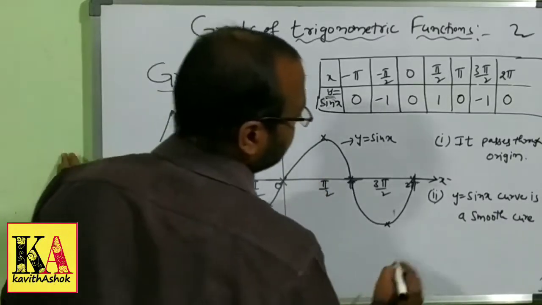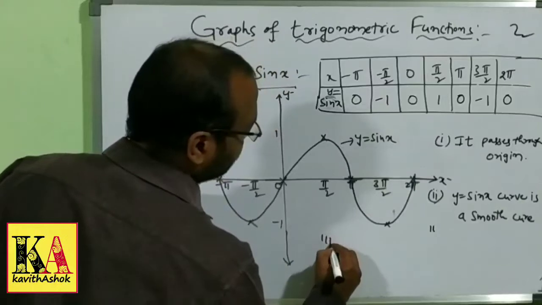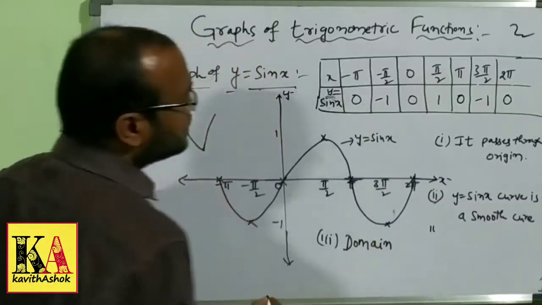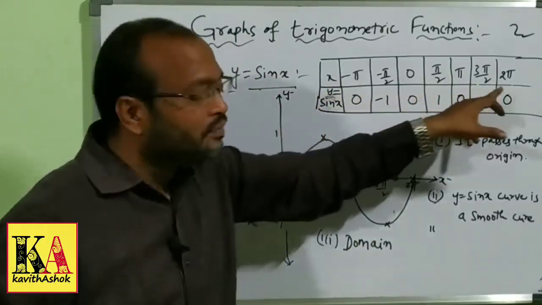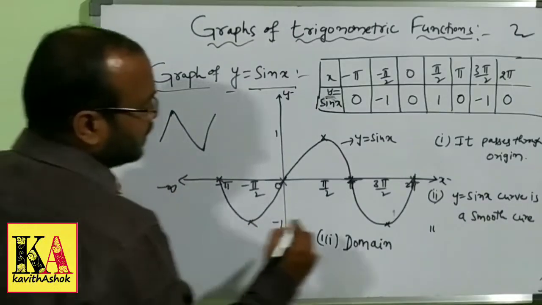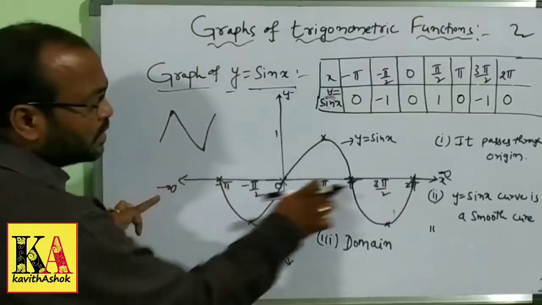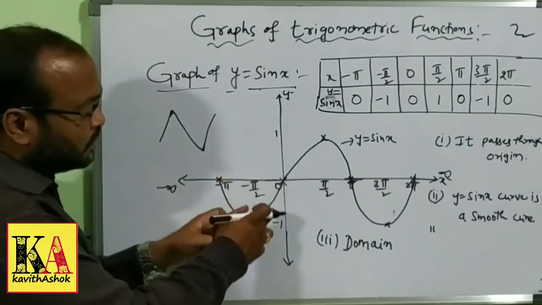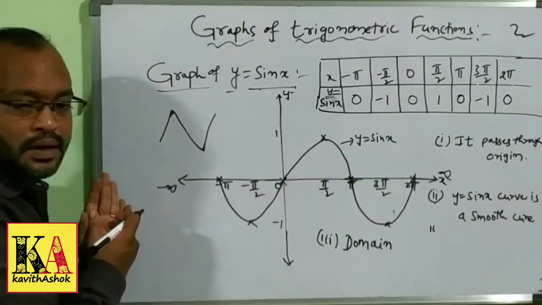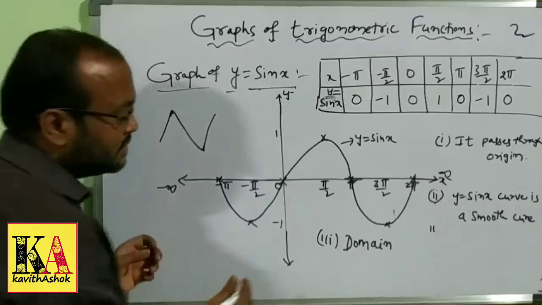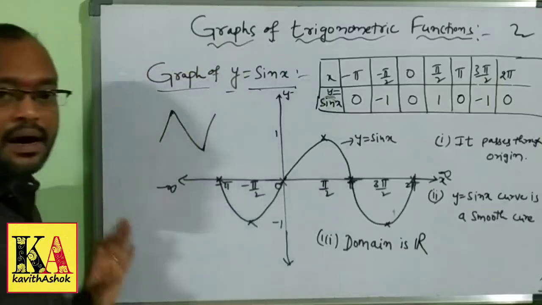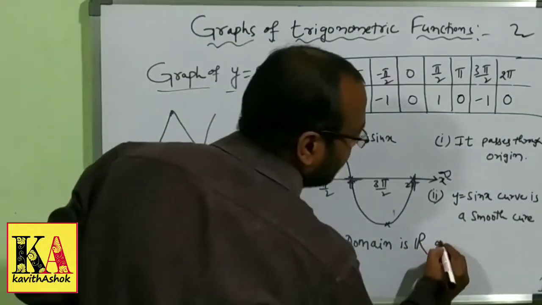Next, the third one: domain. Domain means the x values, what we are substituting. Here we can substitute all values from minus infinity to plus infinity. Minus pi by 2, 0, pi by 2, 3 pi by 2. On the right side, whatever you want you can substitute, and on the left side also. So we are substituting all the values. The domain is R, the real numbers. R simply we can write like this.